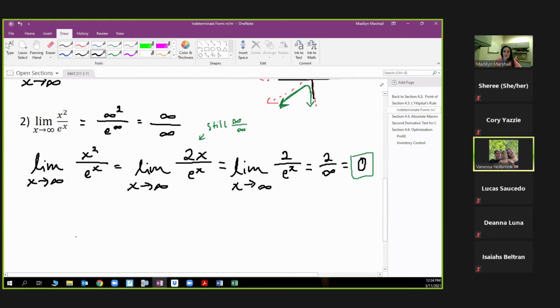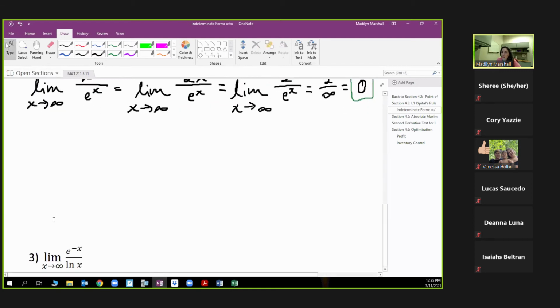So is it safe to say that anytime there's an infinity in the denominator, it's always 0? Yes, as long as there's not an infinity in the numerator also. If it's just a number over infinity, it's 0. And that's for positive or negative. Either way, it's going to go towards 0. Okay, let's do one more L'Hopital.